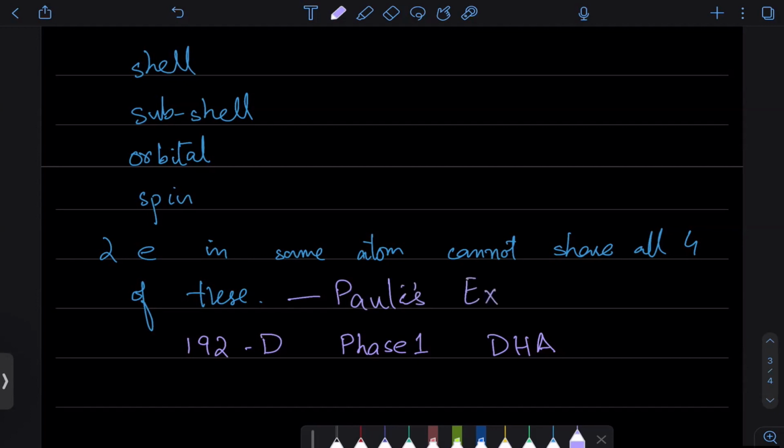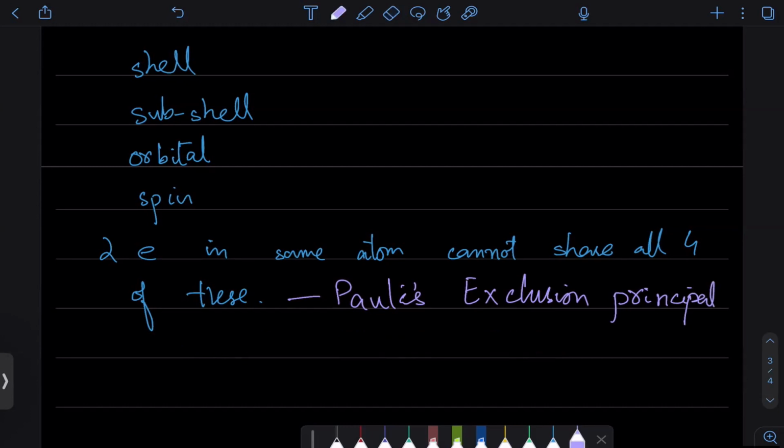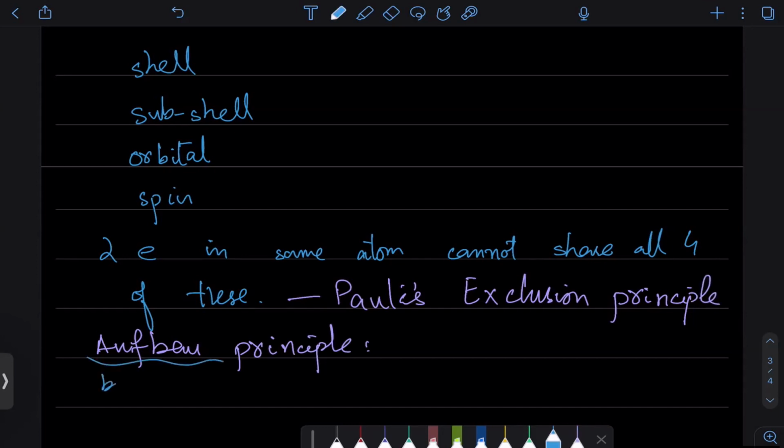This is called Pauli's exclusion principle. This is one of the things at the heart of atomic structure. The second principle that we will work with is called the Aufbau principle. Sorry, it should be principle with LE, not AL. Aufbau is simply a German word which means building up.